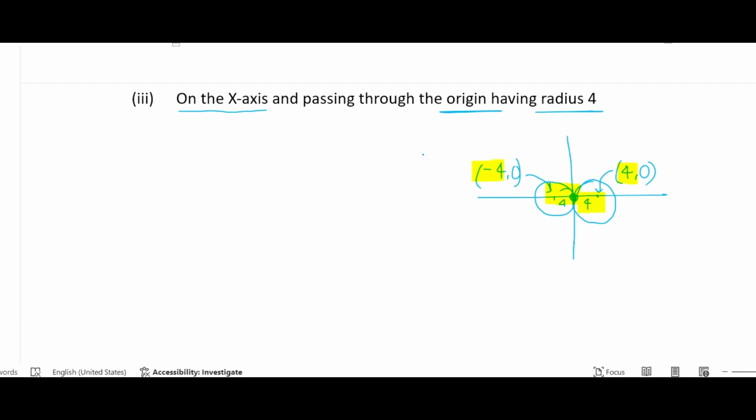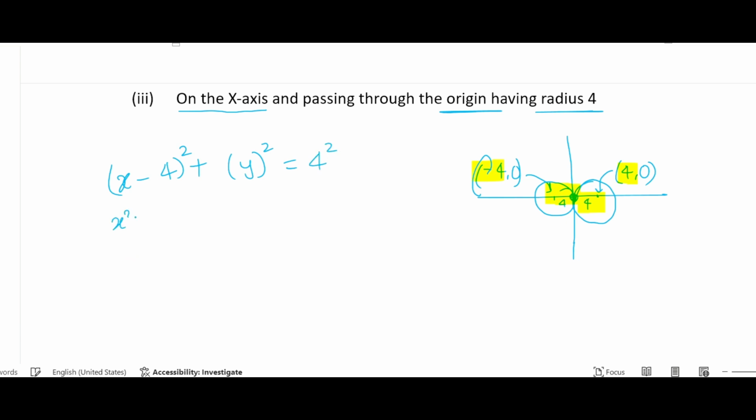Okay. The first one will be x minus 4 the whole square plus y minus 0 the whole square is equal to 4 square. Or you can have x plus 4 the whole square plus y minus 0 the whole square is equal to 4 square. So let's write that down. We have two equations over here. So we'll be writing x minus 4 the whole square plus y minus 0 the whole square is essentially y square is equal to 4 square.